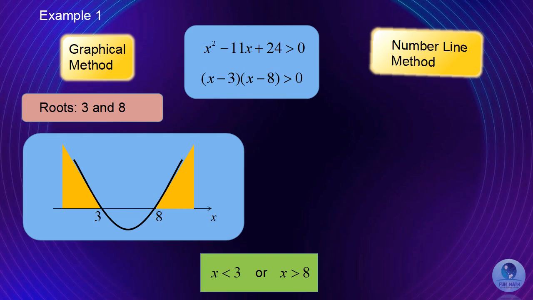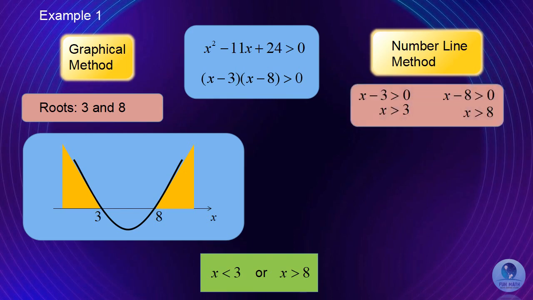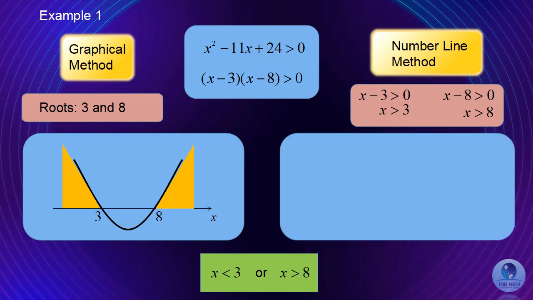Now let's look at how we solve this question using number line method. After we have factorized this quadratic inequality, you need to split this quadratic inequality into two, which are x minus 3 greater than 0 and x minus 8 greater than 0, and you get x greater than 3 and x greater than 8. Remember, this is not the final answer. You need to draw a number line which consists of the number 3 and 8, and you need to divide the number line into 3 different partitions as shown in this diagram.